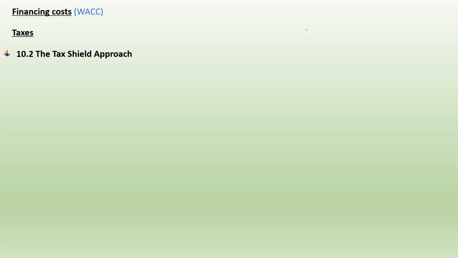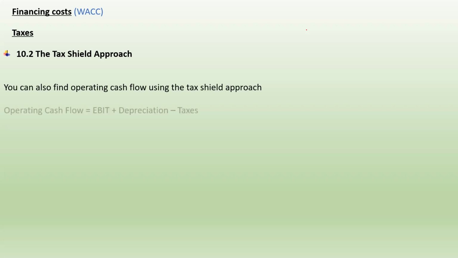Next thing I would like to introduce is this tax shield approach. So we know cash flow from assets equals operating cash flow. Remember, cash flow from assets equals the operating cash flow minus the changes in net working capital minus net capital spending.